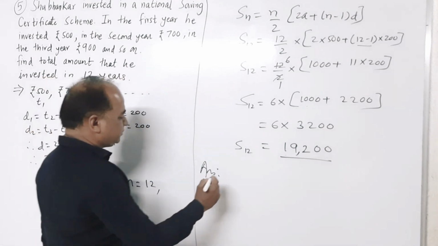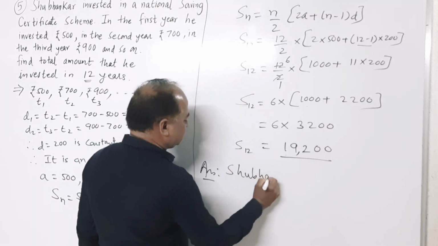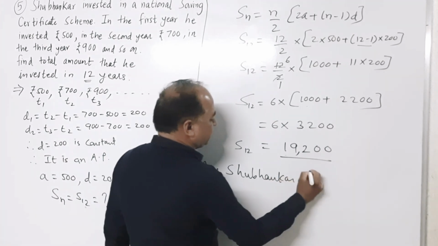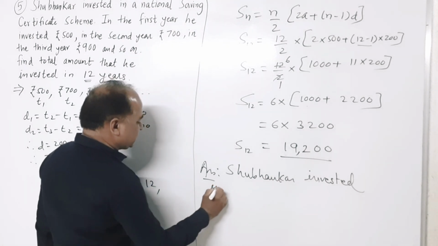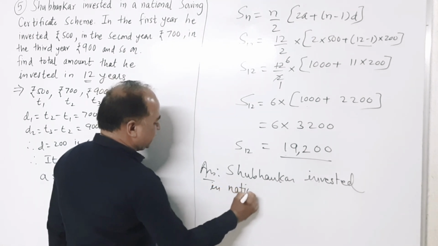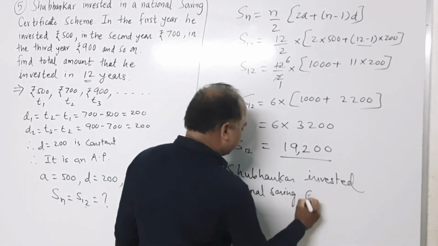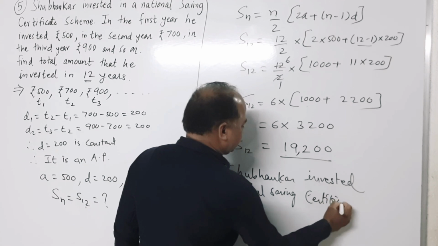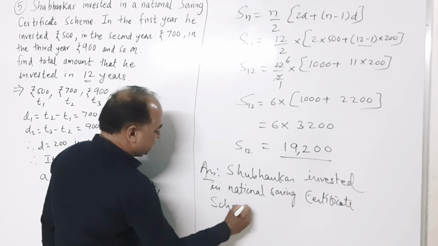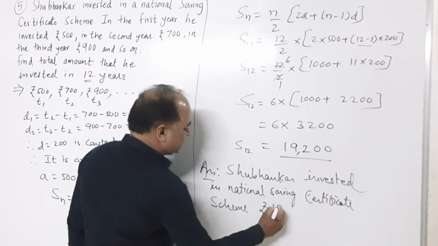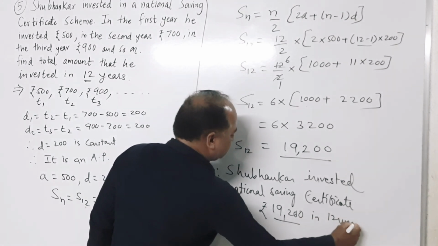The investment done by Subhankar in National Savings Certificate Scheme is rupees 19,200 in 12 years.